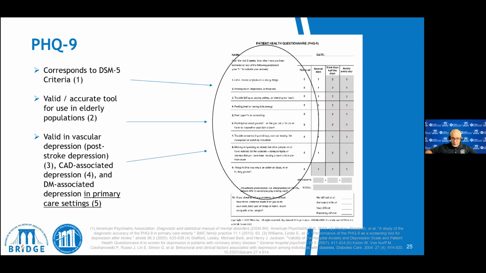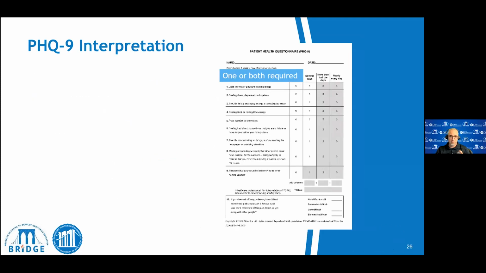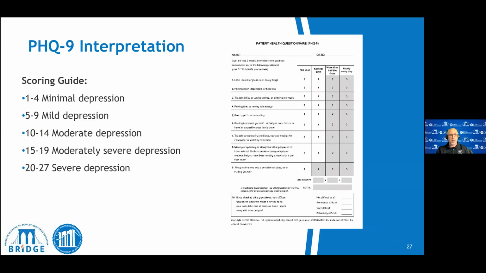So all of you, especially in the primary care community, are familiar with the PHQ-9. This is a broadly used tool. It's valid and accurate for use in elderly populations. It's been validated across a whole slew of different populations that you might be interested in either studying or just treating in your clinical practice, including folks with vascular depression, heart disease associated depression, diabetes associated depression. So this is why it's used, right?